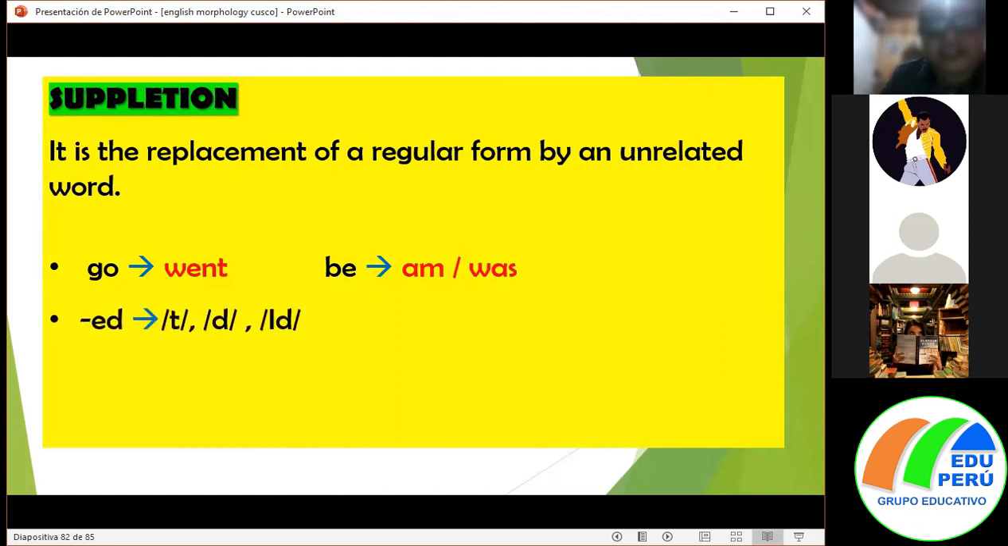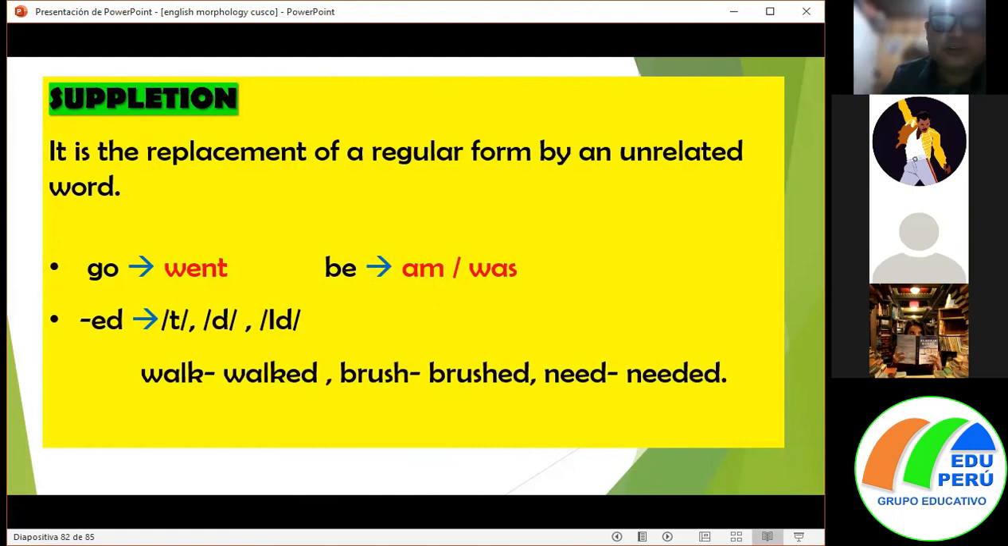But the -ed that we make in past simple, we use different forms. Walked, brushed, needed. You're using different forms.